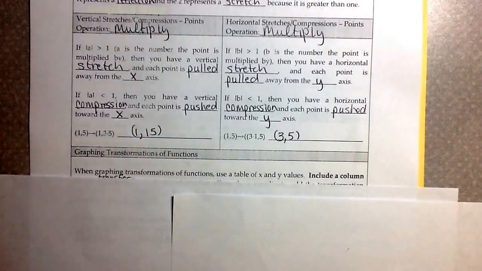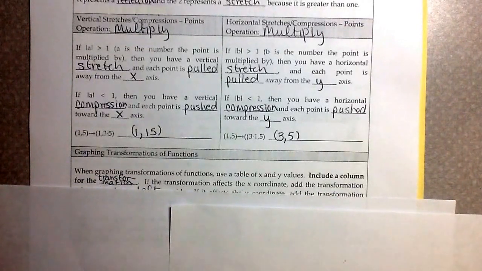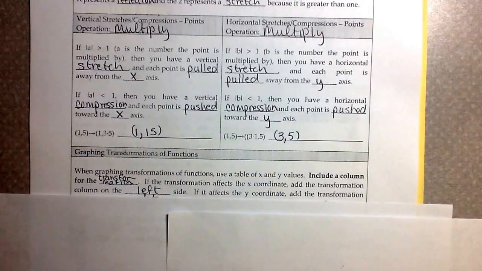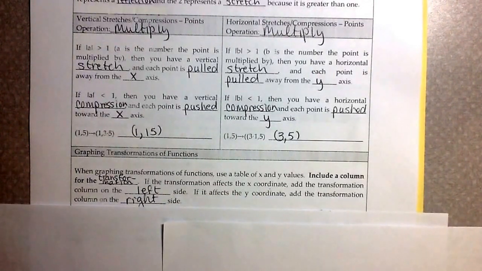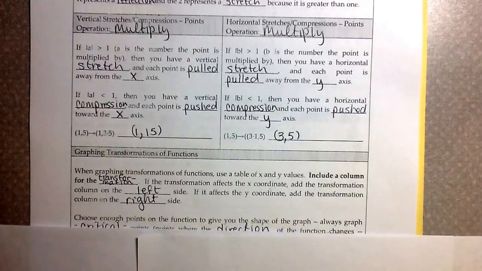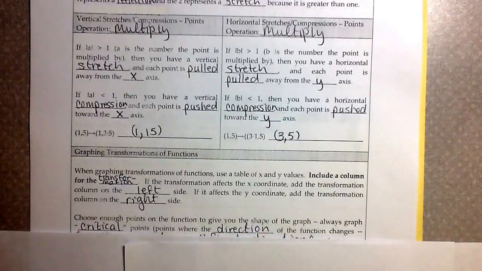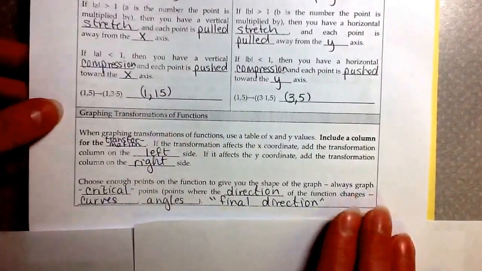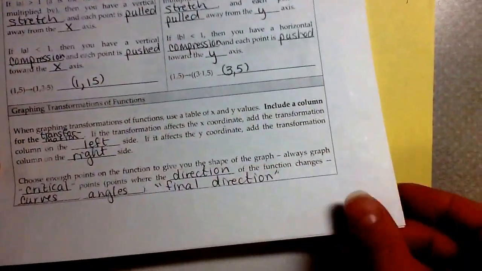When you graph transformations of functions, use a table of x and y values. You're going to include a column for the transformation. If the transformation affects the x-coordinate, add the transformation column on the left side. If it affects the y-coordinate, add the transformation column on the right side. Choose enough points on the function to give you the shape of the graph, and always graph what I call critical points. Those are points that show where the direction of the function changes. I'm talking about curves, angles, and your final direction, and that's in quotes, and I'll explain that a little bit on the next page when we actually go ahead and do that.